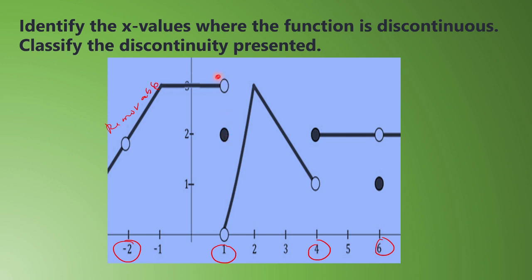At x equal to 1, we can see a gap. Therefore, this would be a jump. Same at x equal to 4, this is also a jump. At x equal to 6, this would be a removable or hole discontinuity. As we can see again, the limit exists, but it is not equal to our f of 6.